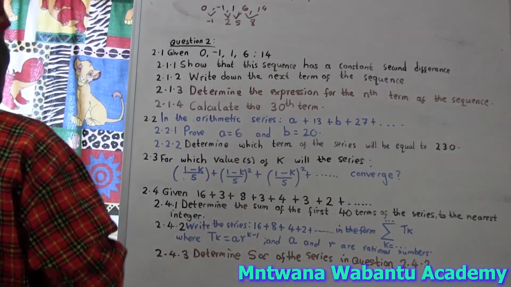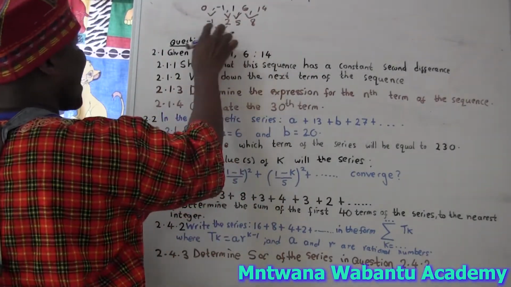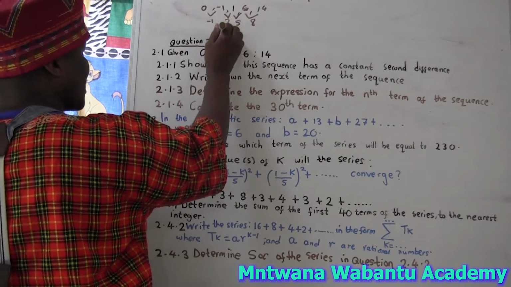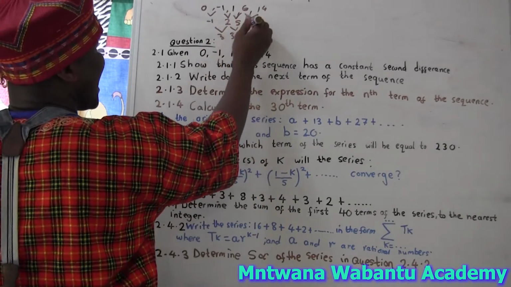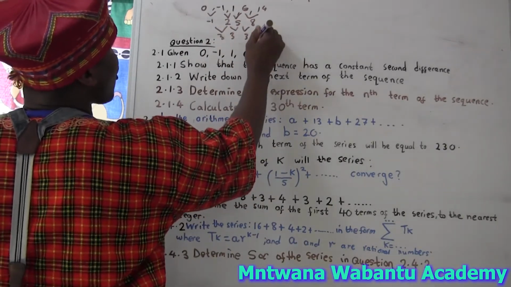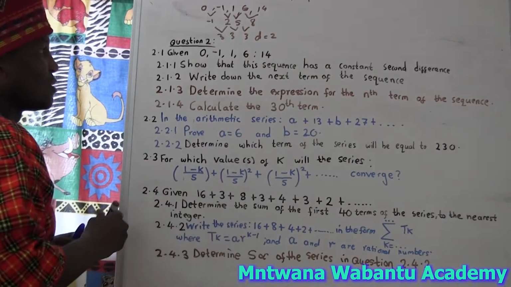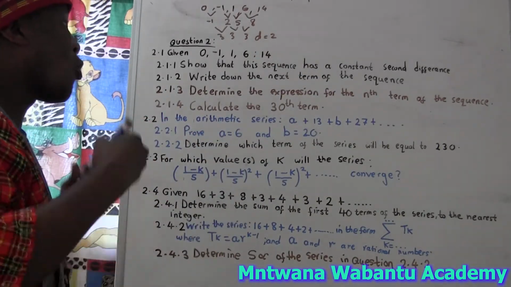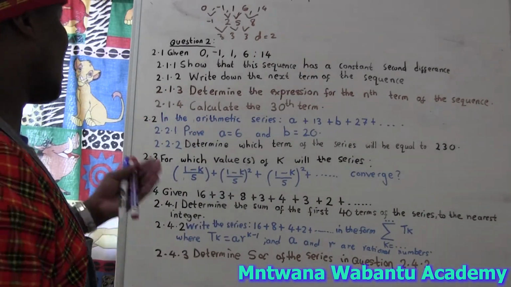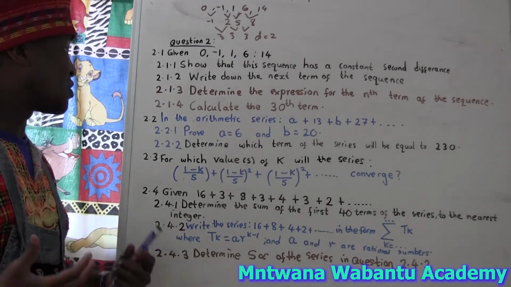Now let's do the second one. Next minus previous. 2 minus -1 equals 3. 5 minus 2 equals 3. 8 minus 5 equals 3. So our constant second difference, or common difference, is equal to 3.